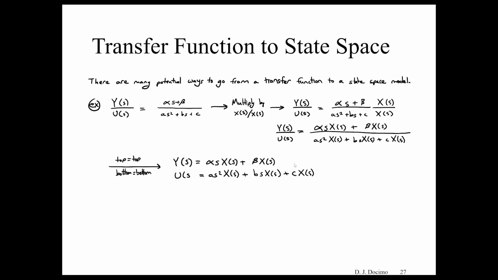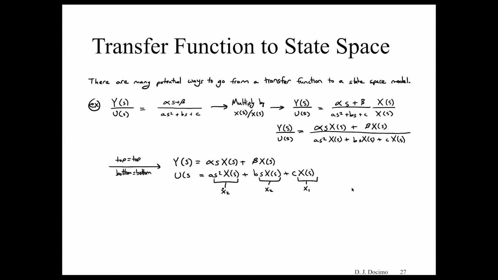So the top is equal to the top, which means that y of s is equal to this term right here. The bottom is equal to the bottom means that this is equal to the denominator here. And these two things are equal to each other. Now, to find out what our states are for a state space model, x of s would become our first state, x1. s times x of s would be x2. s squared times x of s, this is our final term, so this would be x2 dot in this case.